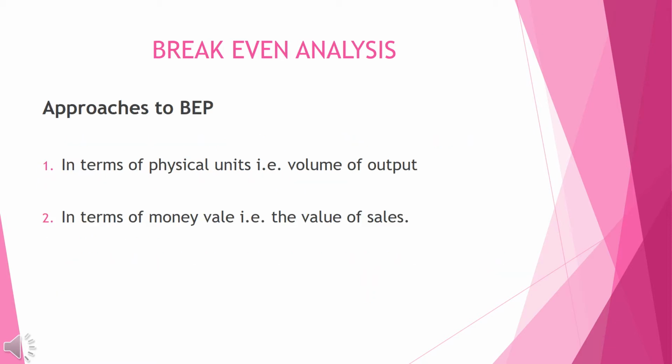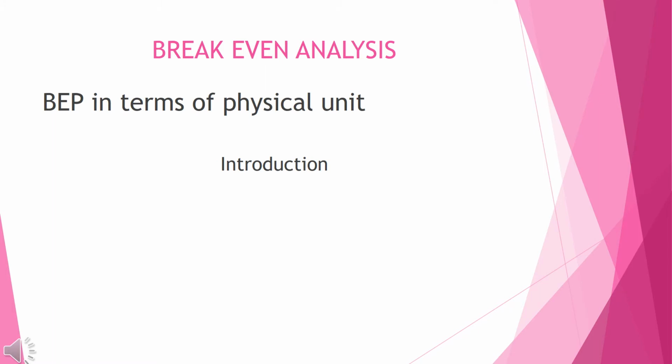Approaches to break-even point. The break-even point of a firm can be found in two ways. Number one, in terms of physical units, that is volume of output. Second one, in terms of money value, that is the value of sales. First, we discuss the break-even point in terms of physical units.